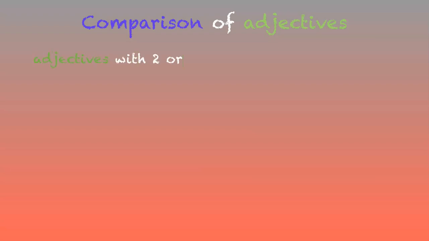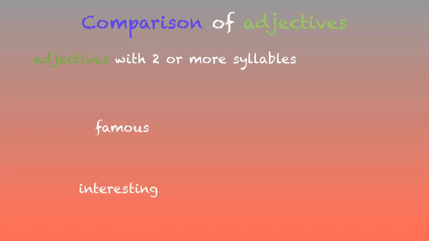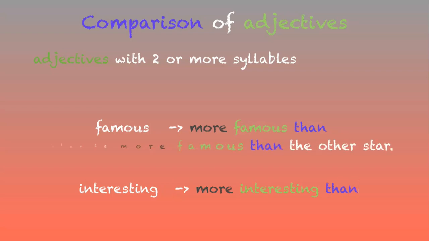So, lastly, we'll look at adjectives with two or more syllables, like famous or interesting. They have 2 and 3 syllables, and then you have to use more. So famous is something is more famous than, and interesting is something is more interesting than something else. For example, this star is more famous than the other star.